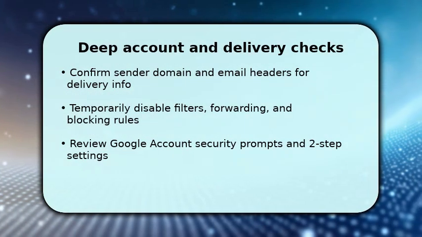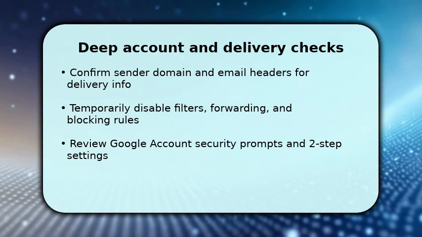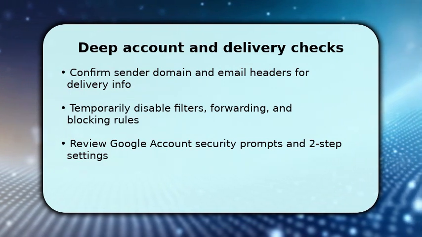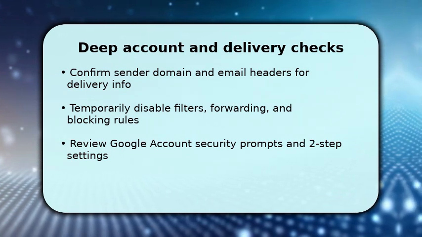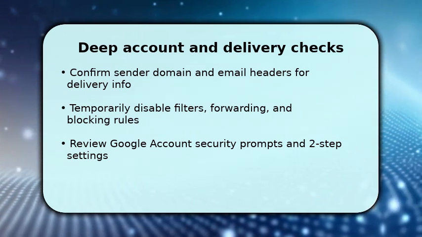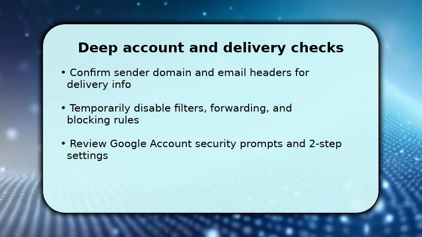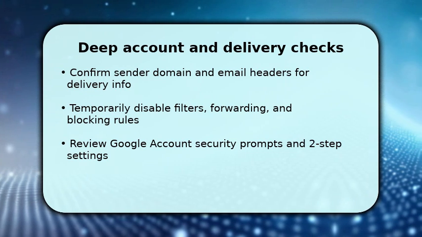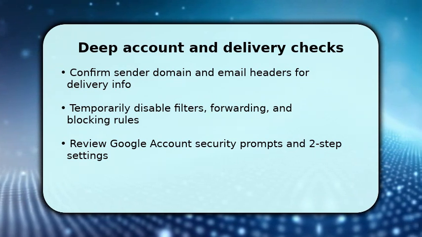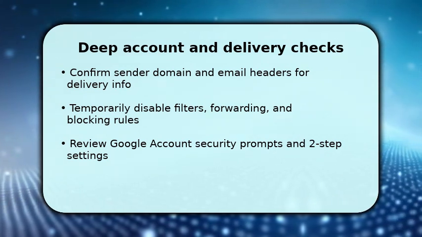Next, inspect the incoming delivery. Open the message headers or request sender delivery logs to see if Gmail accepted the mail. If you can't find headers, ask the sender to recheck SPF, DKIM, and DMARC alignment because failed authentication keeps codes out. Temporarily disable forwarding rules, filters, or blocked addresses that could route mail away.